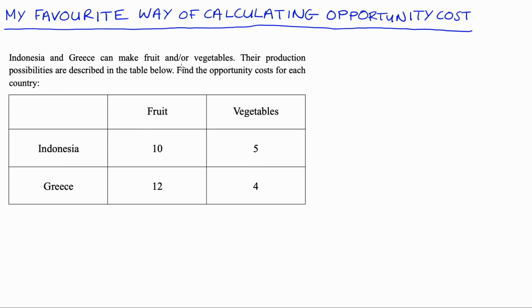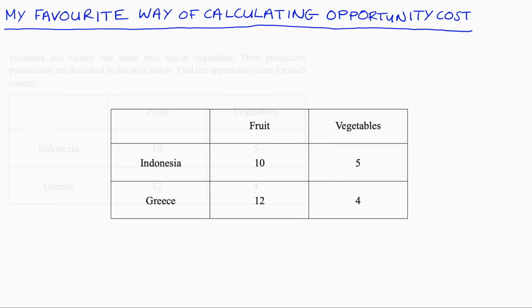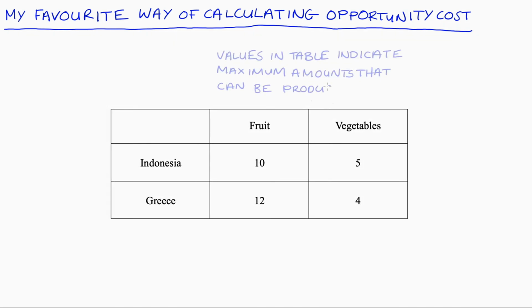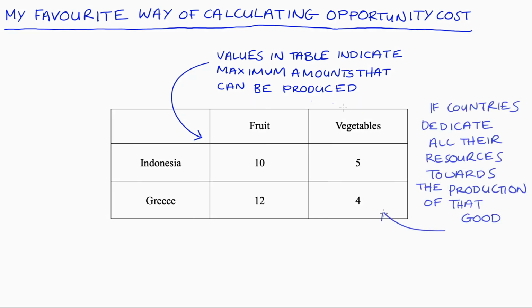So I'm thinking about these sorts of scenarios where we have only two economic agents who can do at most two sorts of things. Now I'm going to start by quickly interpreting what the cells in the table mean. The cells indicate the maximum amount of each good that each country can produce if they dedicate all their resources to the production of that good.